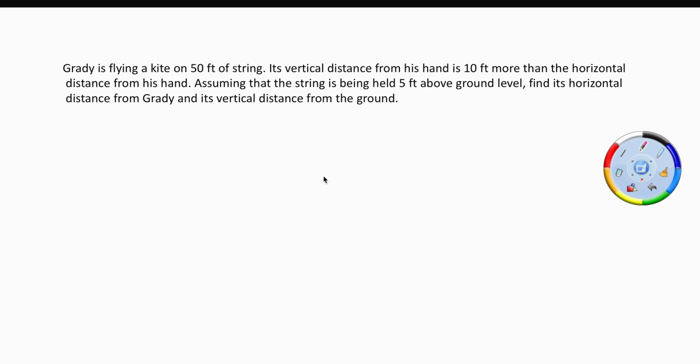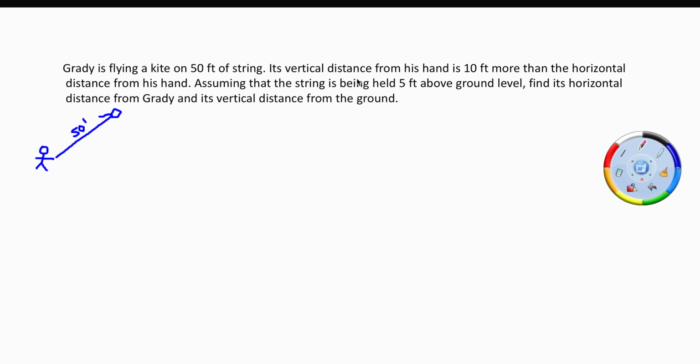Grady is flying a kite on 50 feet of string. Its vertical distance from his hand is 10 feet more than the horizontal distance from his hand. Assuming that the string is being held 5 feet above ground level, find its horizontal distance from Grady and its vertical distance from the ground. This is another one where we might want to make a diagram. All right, so he's flying a kite, right? On a piece of string, 50 feet of string. So I know that this is 50 feet.